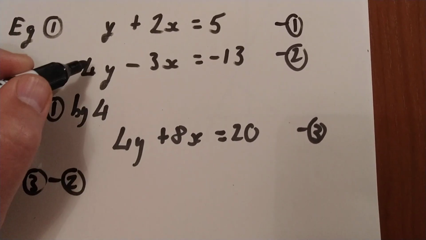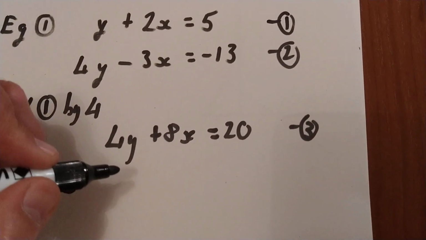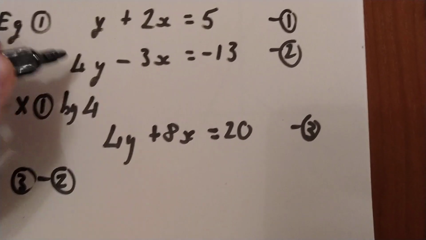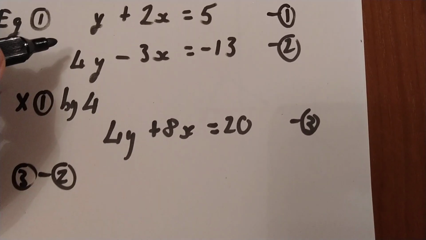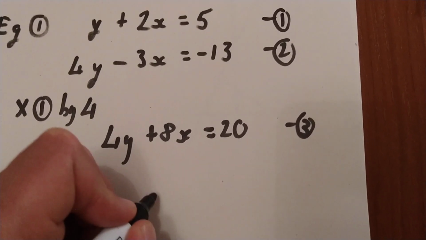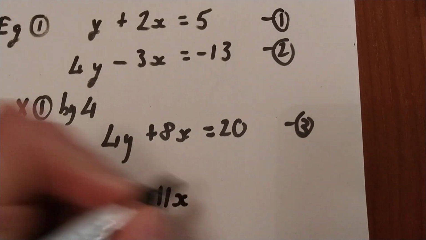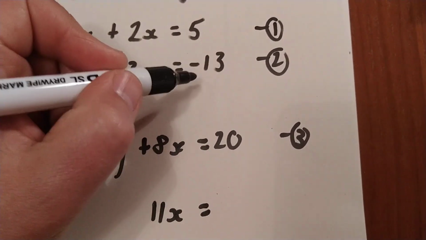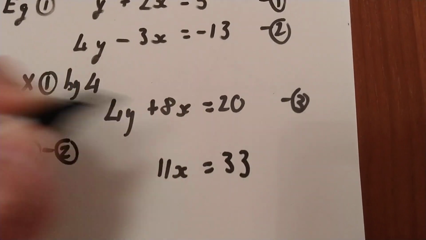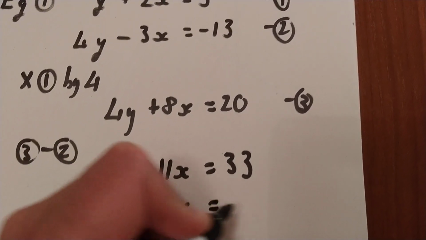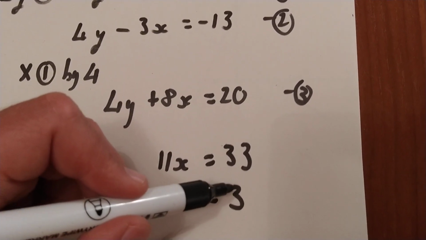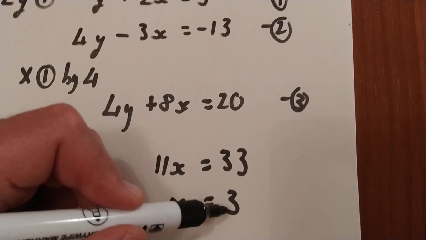So 4y take away 4y, the y's disappear. If the letter doesn't disappear, then there's no point in what we're doing, we've made a mistake. But the y's do disappear. 8x take away negative 3x gives me 11x. On the right hand side, 20 take away negative 13 becomes 20 plus 13 is 33. So x is 3. Don't stop there. We've worked out the first coordinate, but we've still to work out the second coordinate.